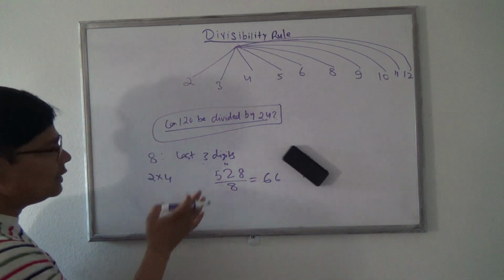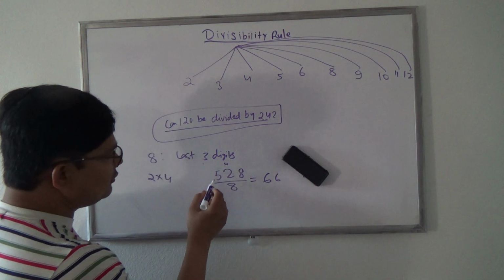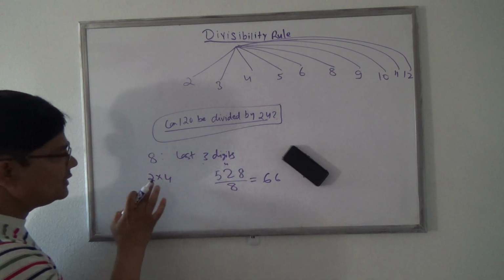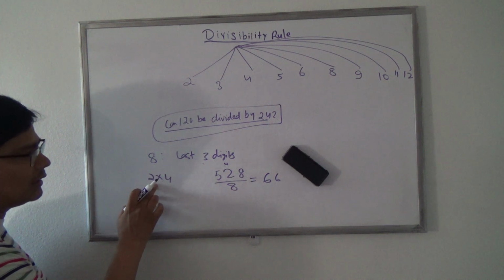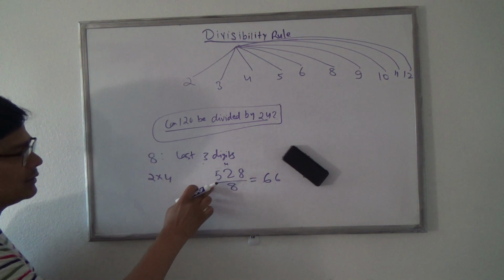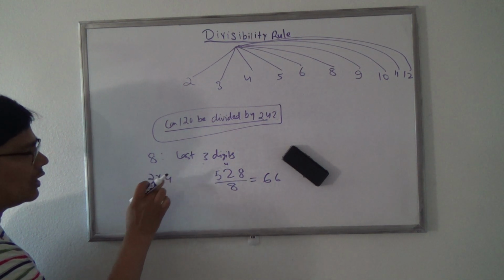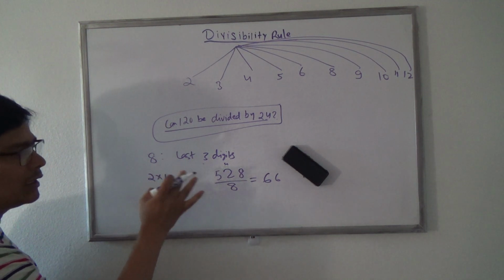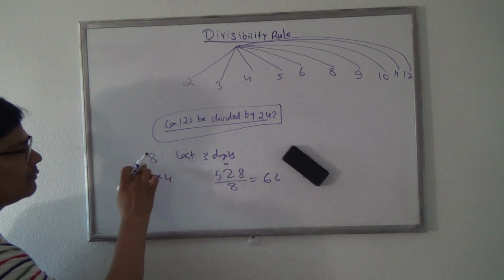So another way, again, if you have to look at the last three digits, you have to divide. So the best approach is to try to find if the given number is divisible by 2 and 4. If it can be divided by both 2 and 4, you are sure that the same number can be divided by 8.